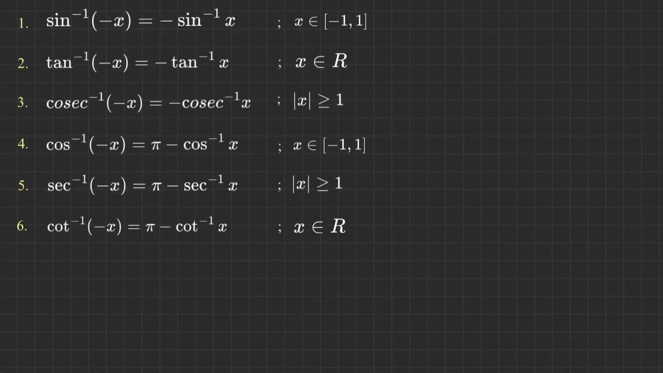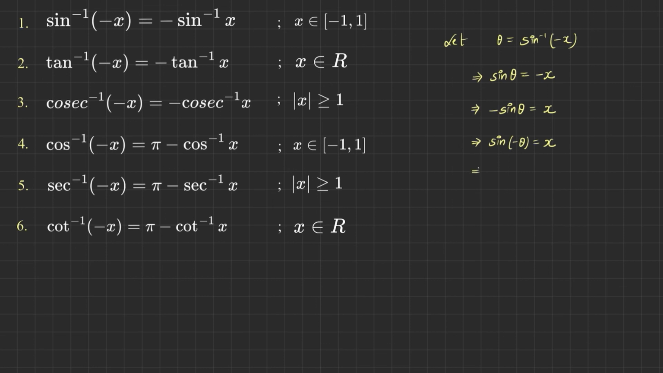Next we have these properties. So here sine inverse of minus x is equal to minus sine inverse of x. So let me prove this number 1 for you. So let us consider theta equals sine inverse of minus x. So if I operate both sides by sine, then it will be sine theta equals minus x. So this implies minus sine theta equals x. Now minus sine theta can be written as sine of minus theta equals x.